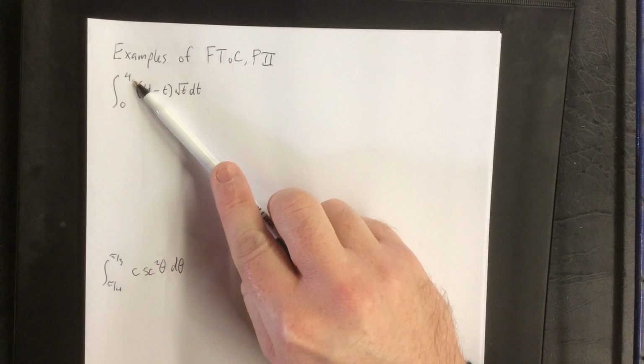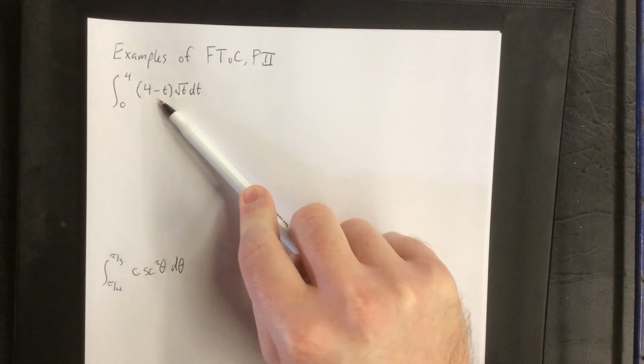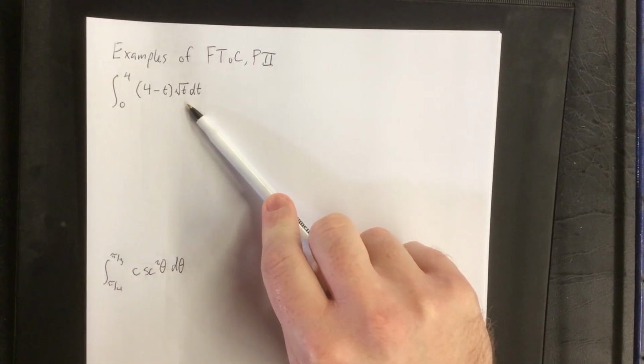Now that we've been introduced to the fundamental theorem of calculus part 2, what I'd like to do is run through a couple of examples together. So the first example is going to be the definite integral from 0 to 4 of the quantity 4 minus t times the square root of t dt.